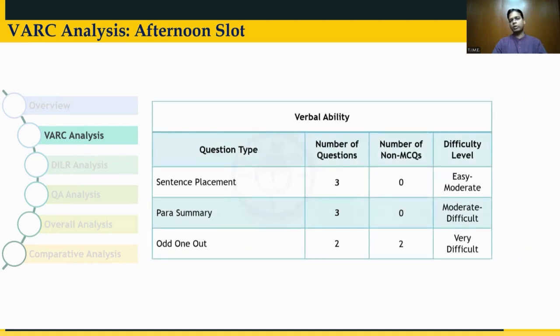Now, let's look at the verbal ability part. The sentence placement questions were quite easy to read, and they were at most moderate in terms of difficulty, you could say. But in fact, there were some questions where students said that the answers just stood out, and that was easy. So that sentence placement was probably a breeze for several students.